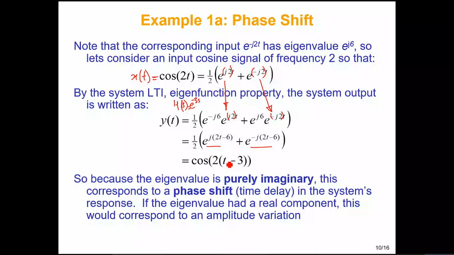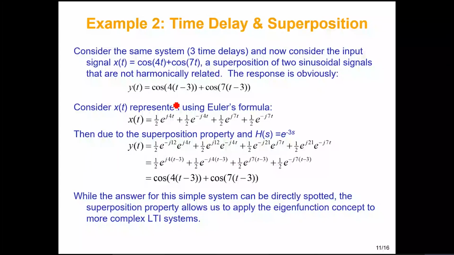Another example we did was, instead of one cosine, if you have two cosines summed together as an input x of t, then how can we find the answer? The answer there would be, again, to decompose this x of t in terms of complex exponentials. So cosine 4t gives this, cosine 7t gives this, and again here we can see that s is j4, s is minus j4, s is j7, s is minus j7, and we know that our h of s is already given here, e raised to the power of minus 3s. So this gives this, this gives this, this, this and this.